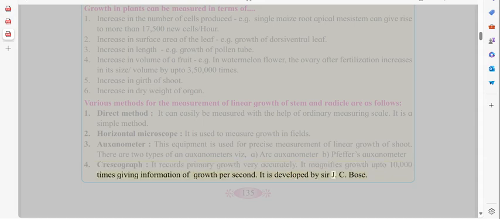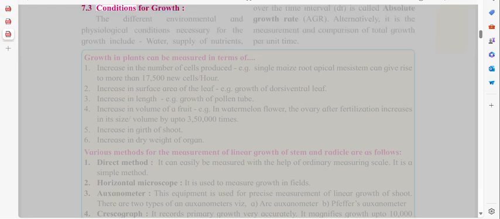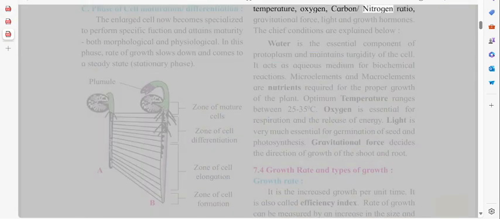It is developed by Sir J. C. Bose. 7.3 Conditions for growth. The different environmental and physiological conditions necessary for the growth include water, supply of nutrients, temperature, oxygen, carbon-nitrogen ratio, gravitational force, light and growth hormones. The chief conditions are explained below.